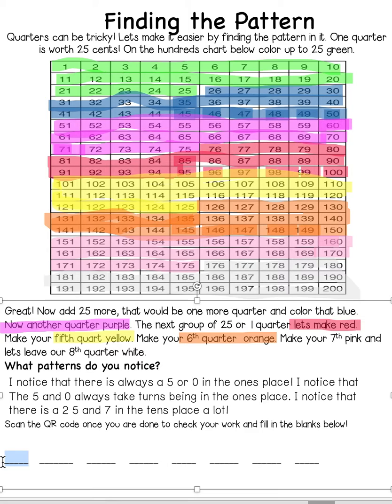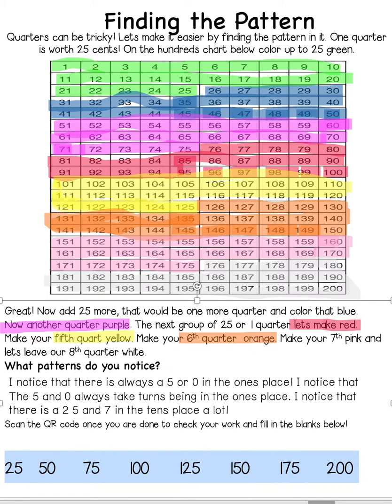Now I want you to skip count by 25s on the bottom. So 25, 50, 75, what comes next? 100, 125, 150, 175, 200. So you should know exactly how to do this based on coloring in this chart, right?